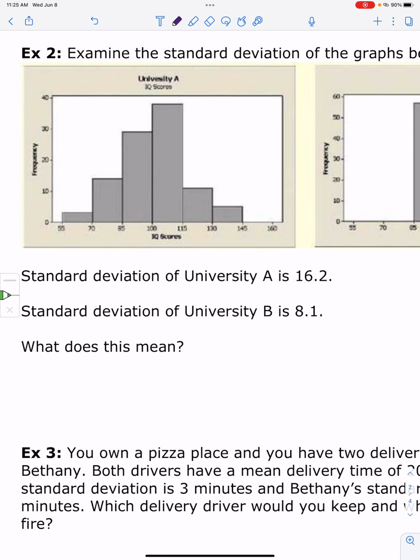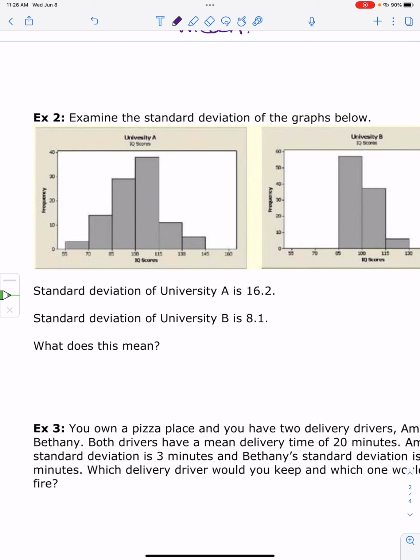So take a look at the data that we have for University A. That data is spread out more. Okay, down in the 55 to 70 range, up to the 130 to 145. The average distance from our mean of 100 is that 16.2.